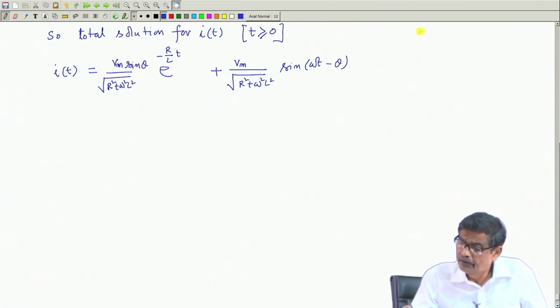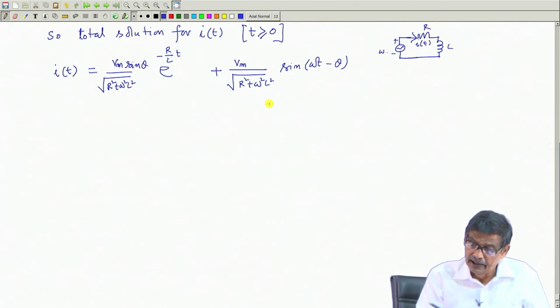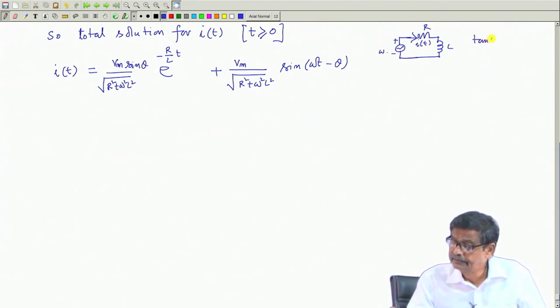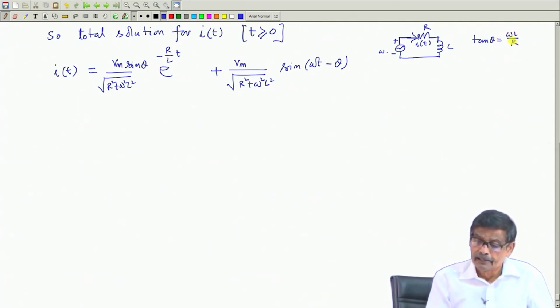Mind you, theta is constant. Once the circuit is known, R, L, and your supply frequency is omega, then you know, and we are solving for this current, and we know that tan theta is equal to omega L by R. So, this will be the complete solution.